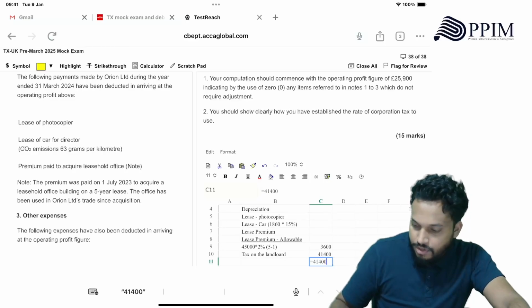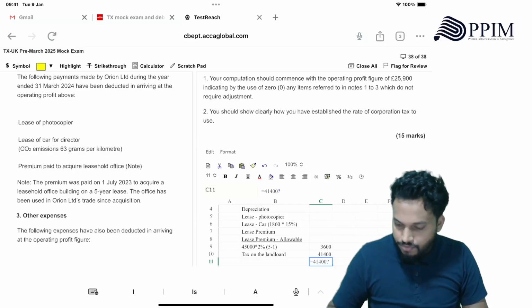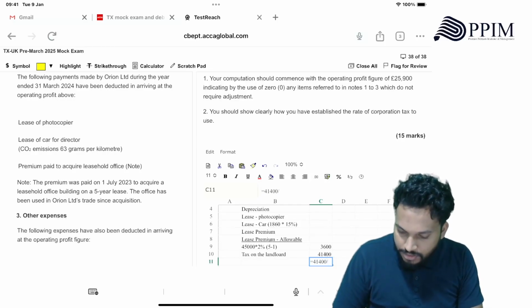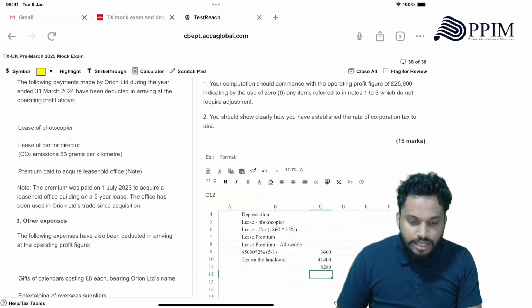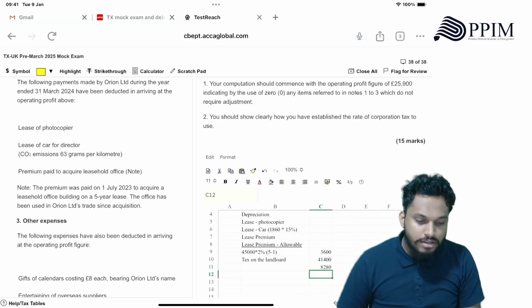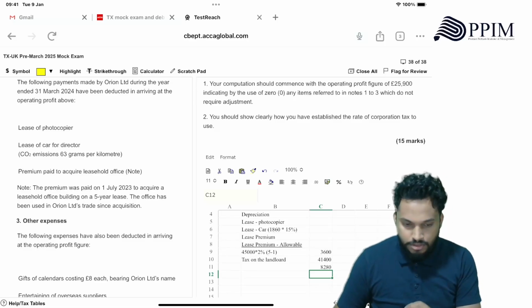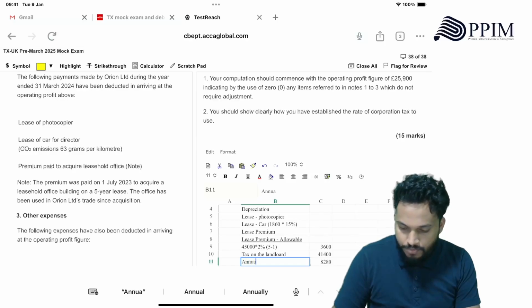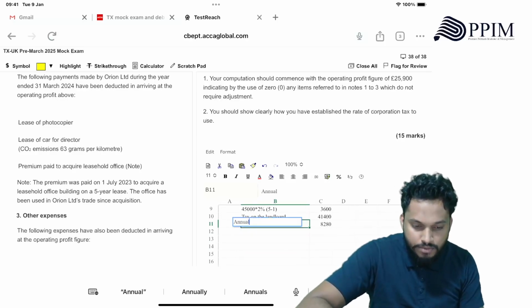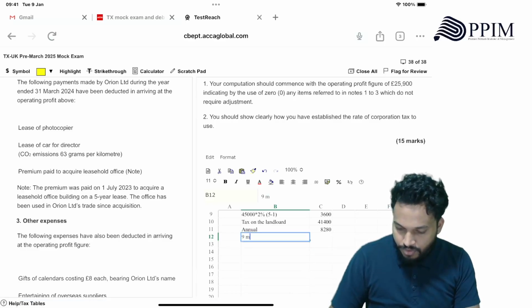41,400 is for how many years? 41,400 is for 5 years. Then that is the capital element. So that will be 8,280. This is for how many months? 12 months. So I would say this is annual, isn't it? But can you take this annual? No. So I need to take the prorated figure. The prorated figure is for 9 months. I need to take for 9 months.